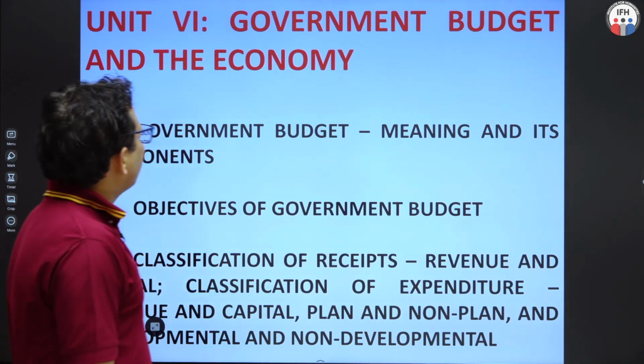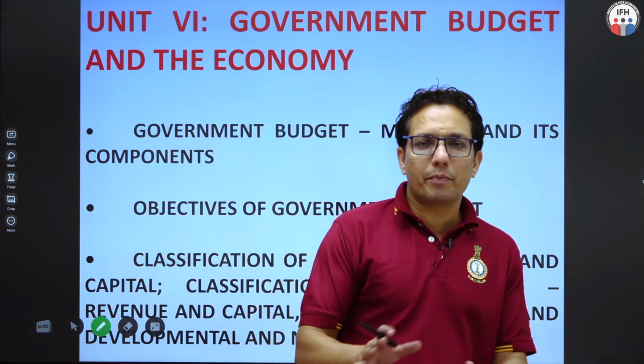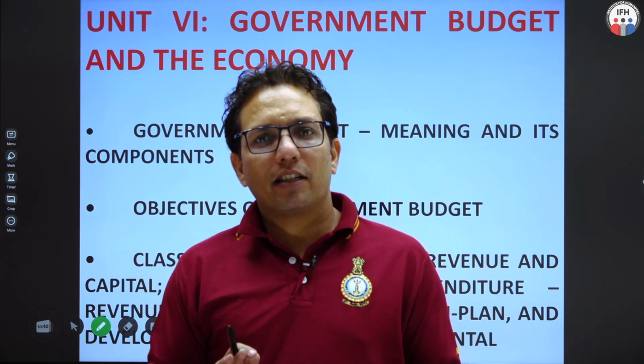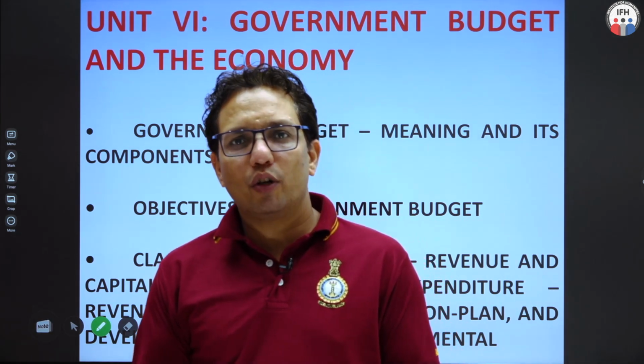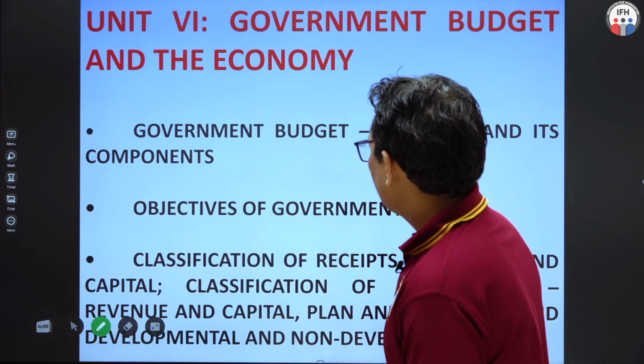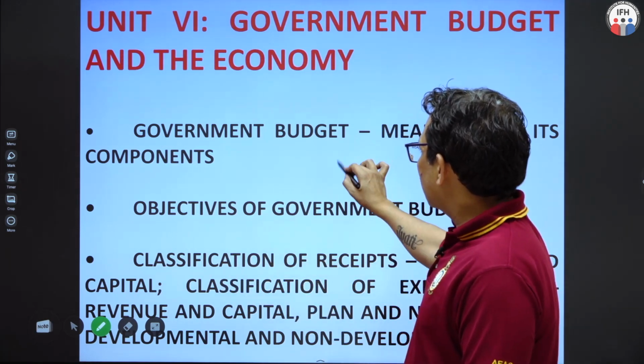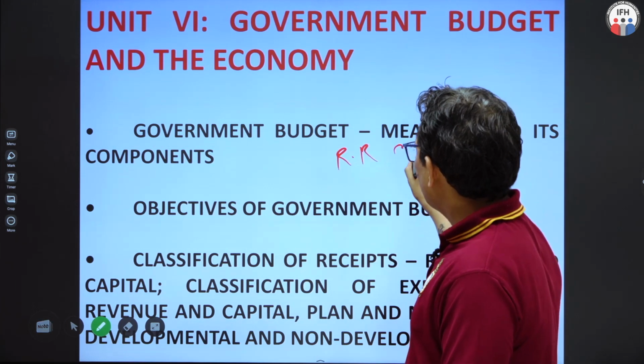Next is government budget and economy. In this chapter, we'll discuss what is the government's budget and what are its various components, like the revenue account and capital account. From the revenue account and capital account, we'll discuss the receipts: revenue receipts and capital receipts.